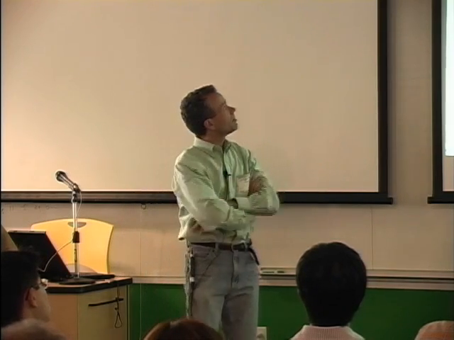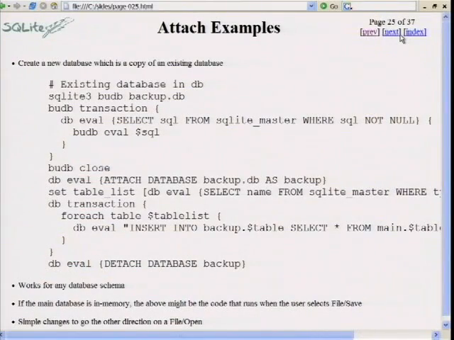Here's a little bit of Tcl code that actually goes through and makes a complete copy of the entire database. By consulting the SQLite master table, it knows the names of every other table in the database, and it creates the schema and then copies all the information over there and does it as a transaction.